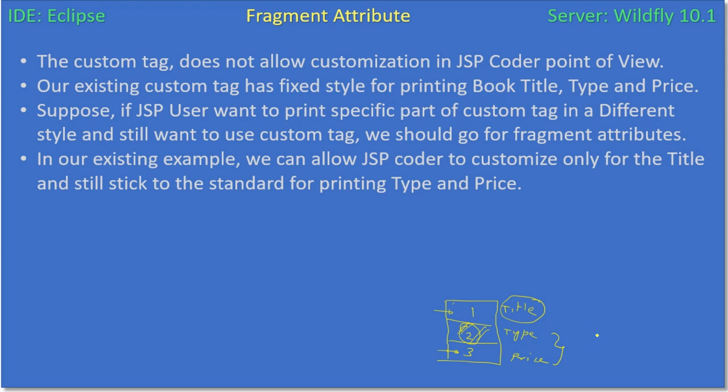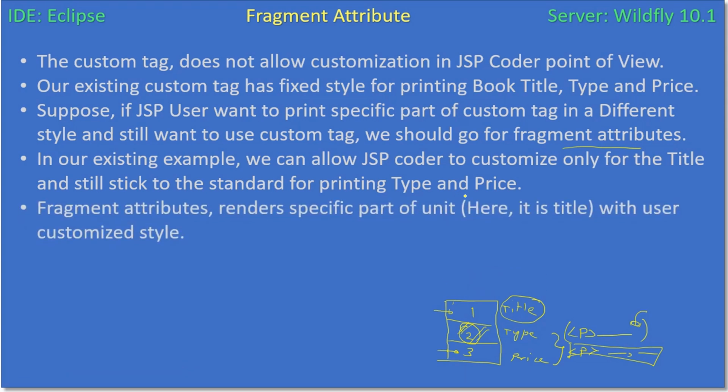In our previous example, we print the title in one paragraph. Then in the next paragraph, we print the price and type as comma separated elements. We will stick to this standard, but allow customization for the title. That means the user can print the title in whatever way they want. They can print the book title in a bold font, or in a different background or foreground color. They can apply a different style for printing the book title. The customization we will allow using the fragment attribute. That's what we are going to learn in this video.